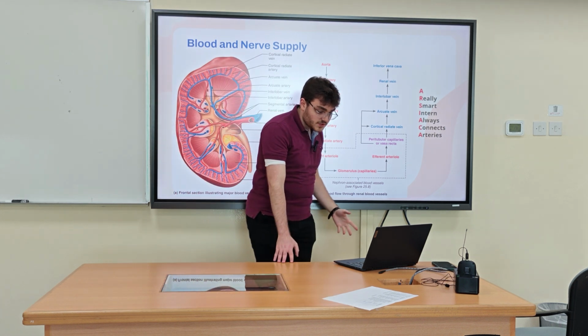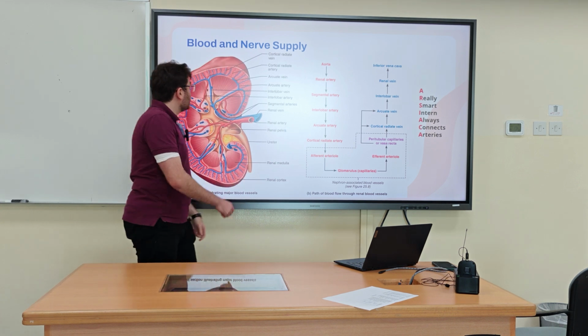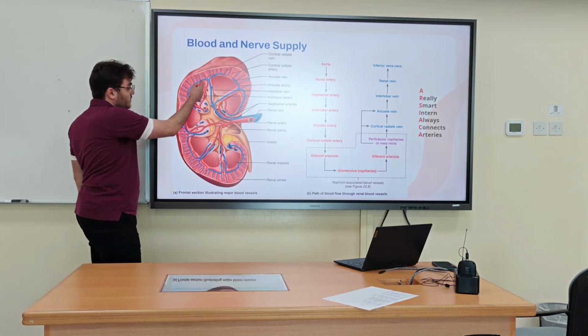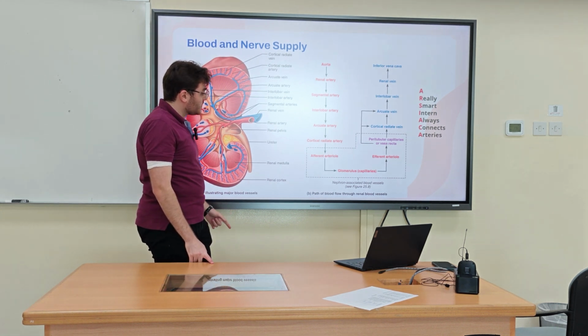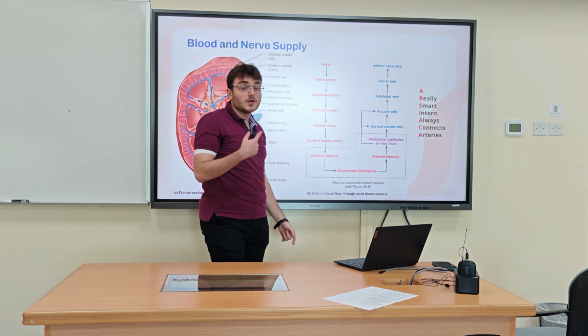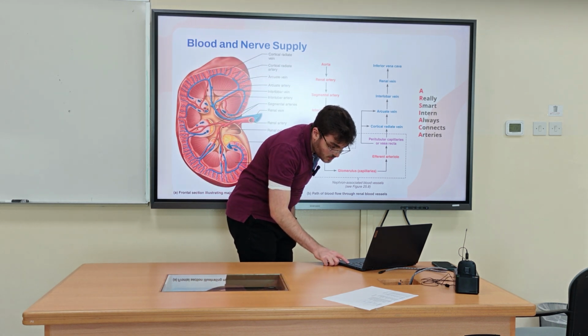Also, one thing to mention about the arcuate artery: it's found at the junction between the medullary pyramid and the cortex. This is why it's called the arcuate. The arcuate also has another name, which is the interlobular artery.